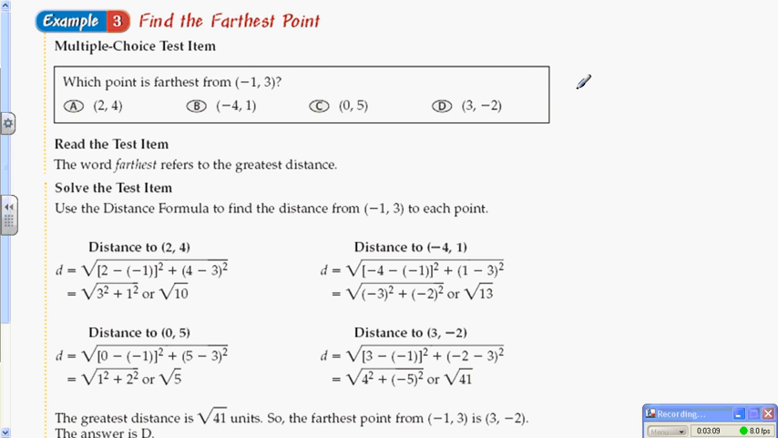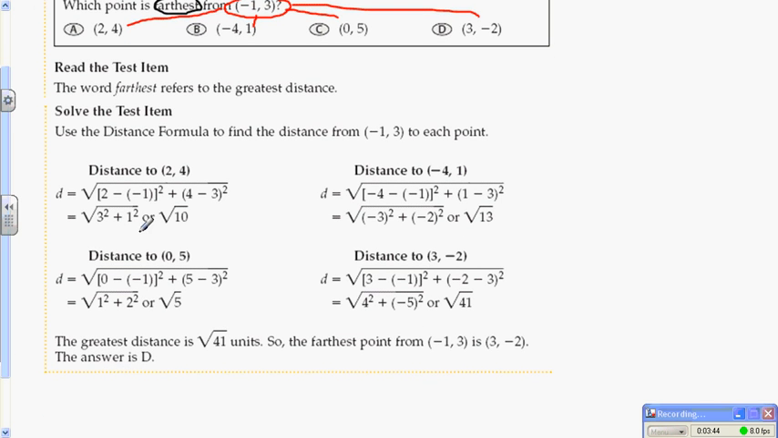Find the farthest point, very typical. Which point is farthest from, and they give you this. Well, you'd have to use distance from each one. You can graph them, but again, your eye can deceive you, especially if you don't graph accurately. So you want to do distance formula for each one. So you do it to the (2, 4), do it to the (-4, 1), do it to (0, 5), and do it to (3, -2). Do it to each one, see which distance is farthest. So they want to know the farthest distance. So the biggest number wins in this case.